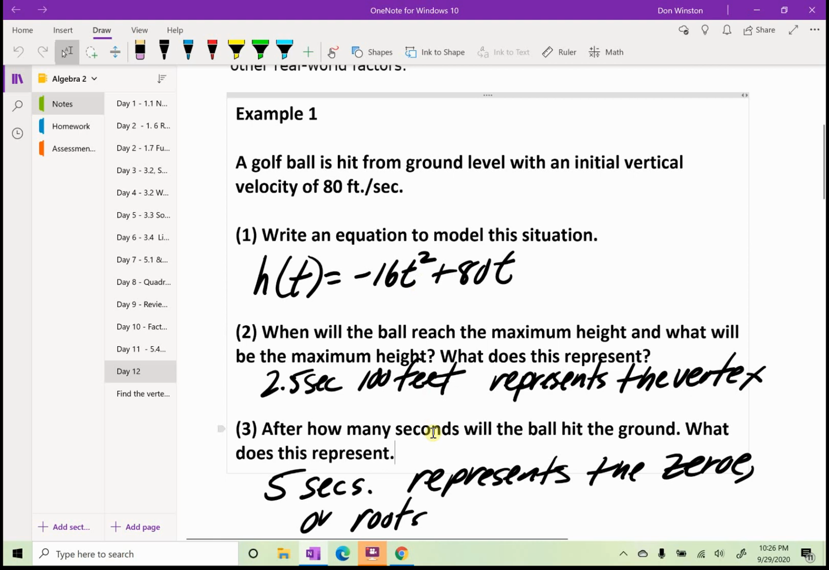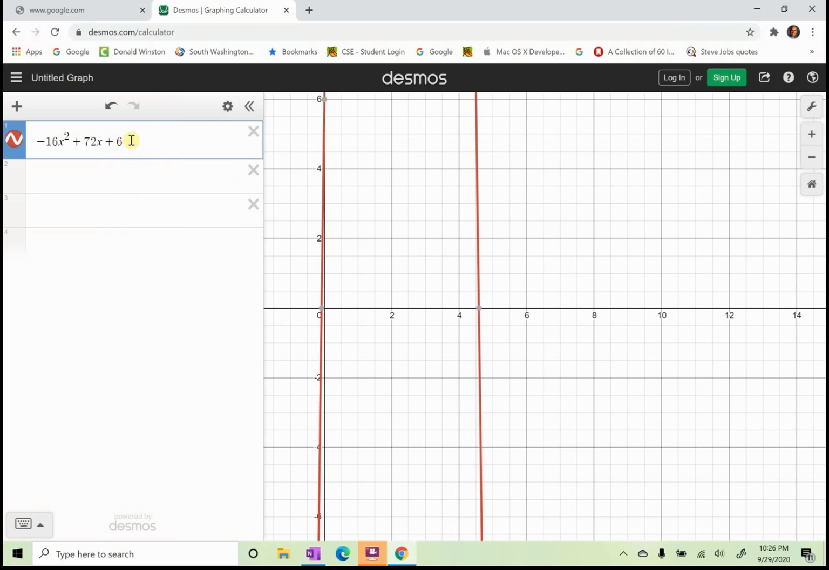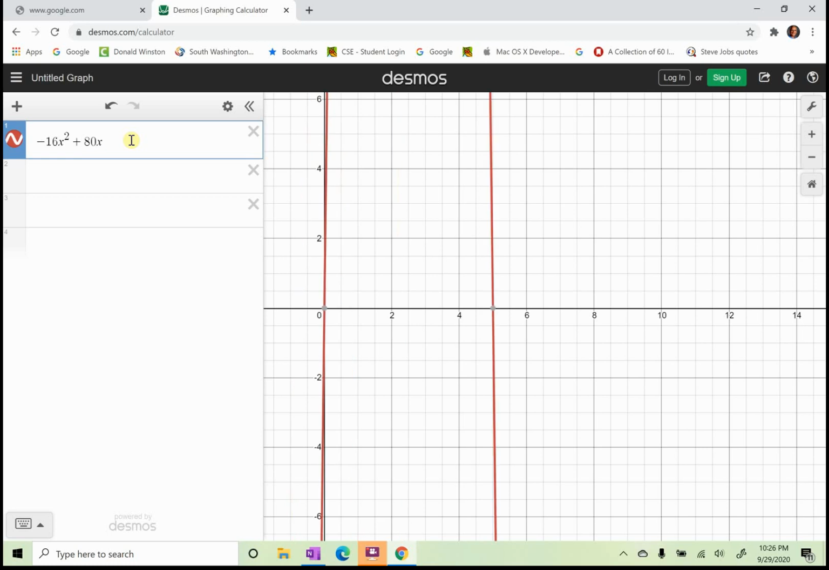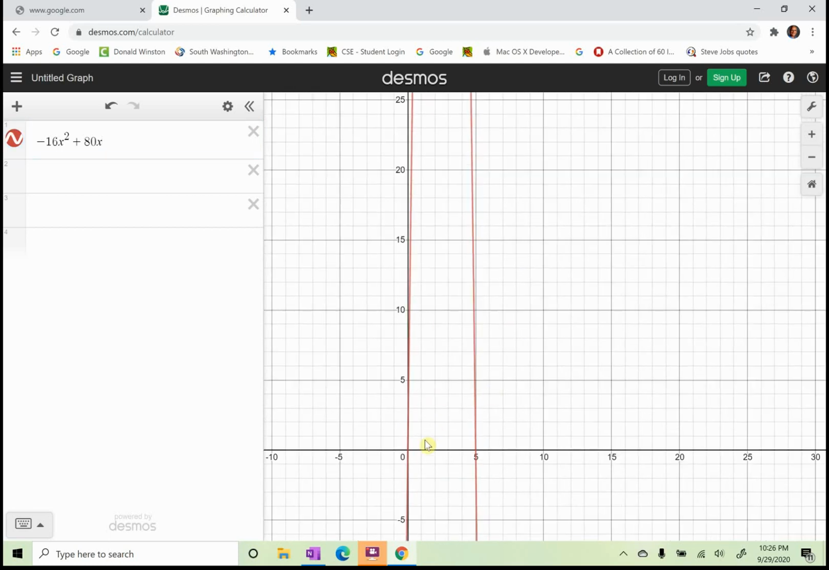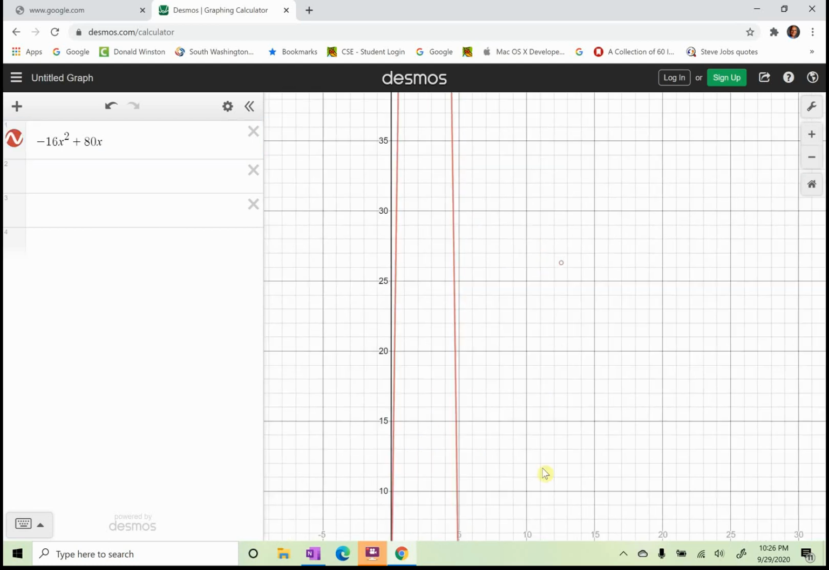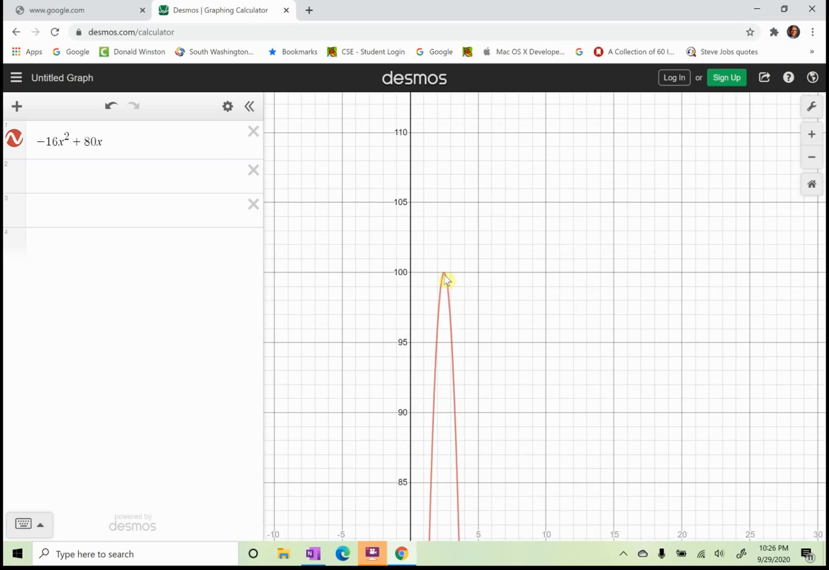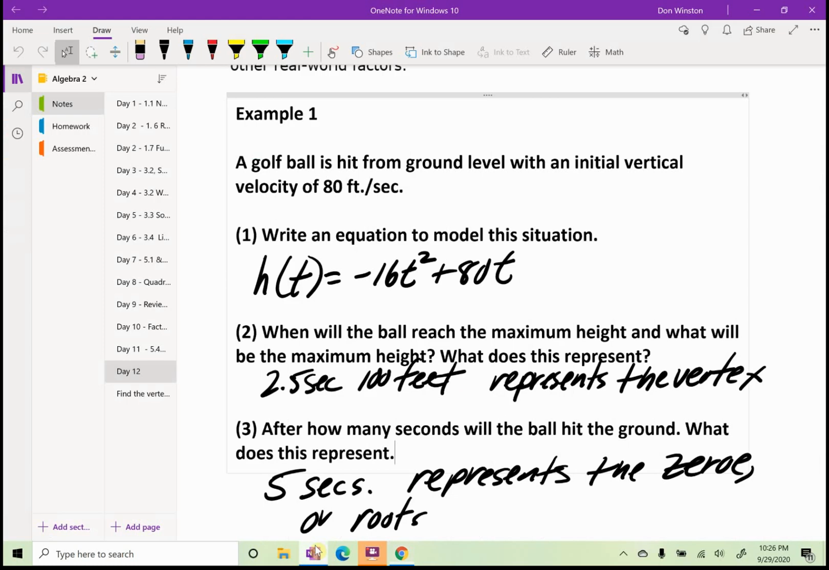So I'll go out to decimals, negative 16t squared plus 80t. I have to remember that. Okay, so negative 16x squared plus 80x. So we're looking for the maximum height. Initially, at time 0, it is hit from the ground, and then it goes up, and right there at the vertex is 2.5 seconds in, 100 feet. So 2.5 seconds, 100 feet. What does that represent? Well, it represents the vertex. It's the maximum of that quadratic.